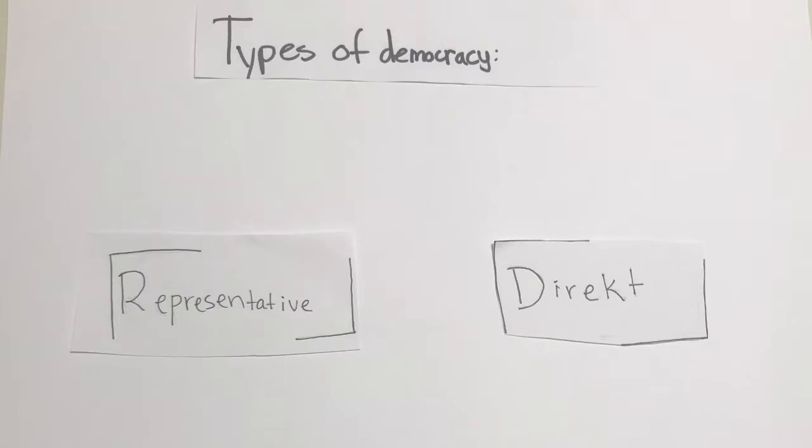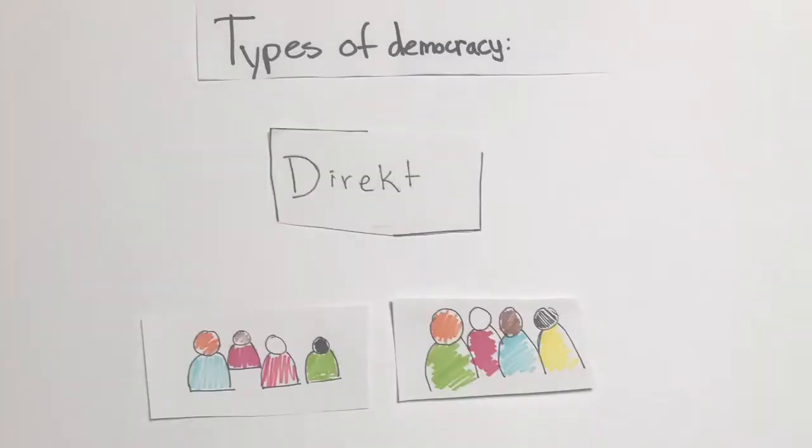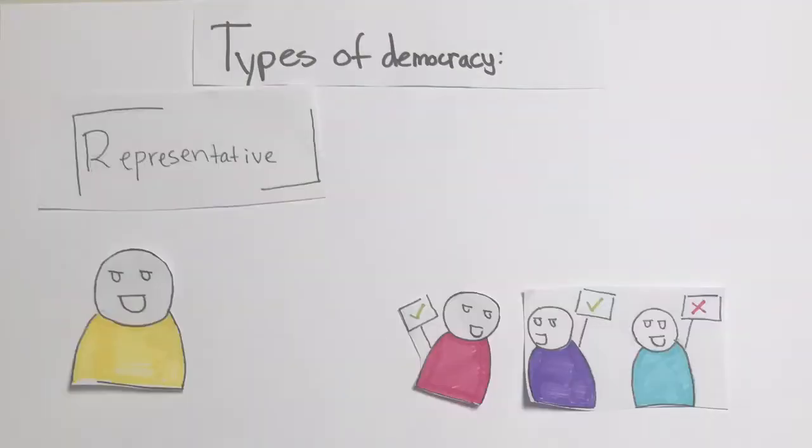Now we are going to talk about which types of democracy there are. There are generally two types of democracy, direct and representative. In a direct democracy, all people can directly decide what the law should be. In a representative democracy, all the people elect representatives to decide for them what the law should say.